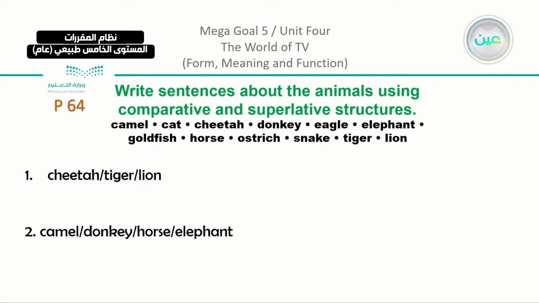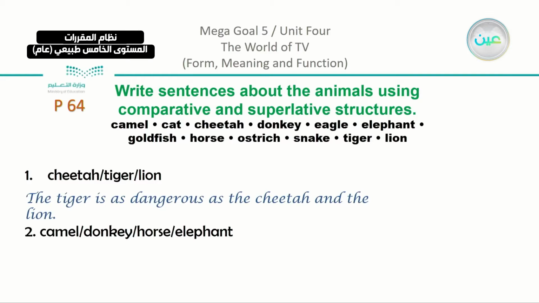So let's start first of all with cheetah, tiger, and lion. Here, the first thing that comes in mind is the superlative degree. But actually here, I wrote the sentence, the tiger is as dangerous as the cheetah and the lion. So we have here the positive degree is used even if it is between 3.